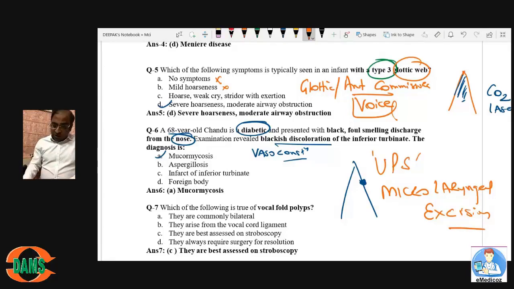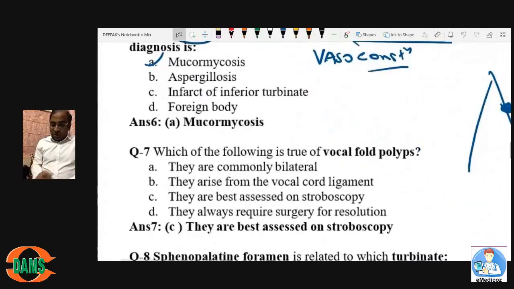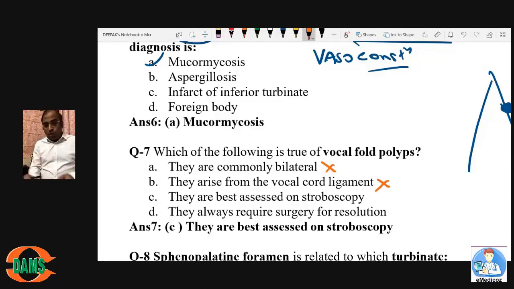Clear? Coming to the next MCQ, read the choices. They are commonly bilateral? No, they are unilateral. They arise from the vocal cord ligament? No, it is the mucosa. Always remember, it is the mucosa. They are best assessed by stroboscopy. Absolutely true. They always require surgery? Not at all. We always go for wait and watch. So among the choices, the right answer will be option C.